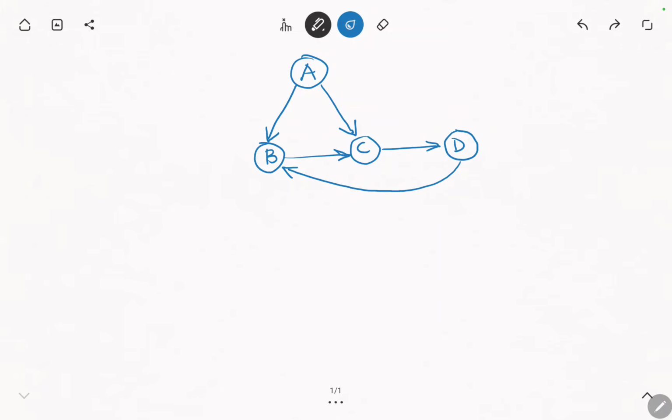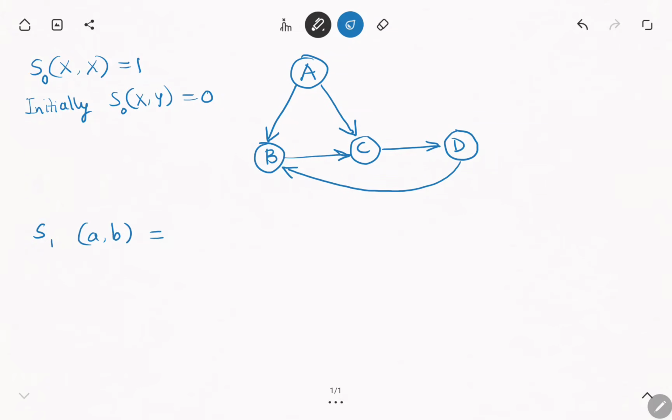So we'll calculate the similarity of the nodes in this graph using the SimRank algorithm. Now the basic concept is that the similarity of any node with itself is 1, and initially we can assume that similarity of any node with any other node is 0. So with itself it is 1 and with others it is 0. And then for further calculation we'll use this formula of SimRank, where normally we write the iteration number as subscript. So this is, let's say, S0, and for iteration 1 onwards we'll calculate the similarity between A comma B.